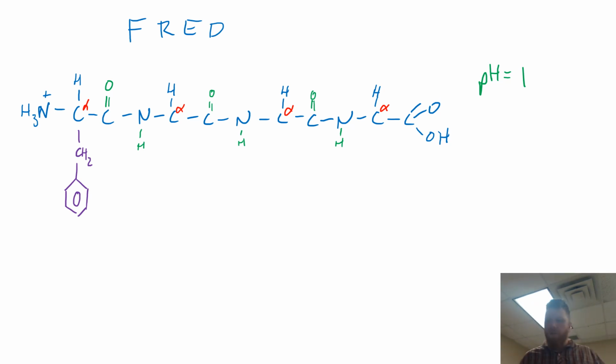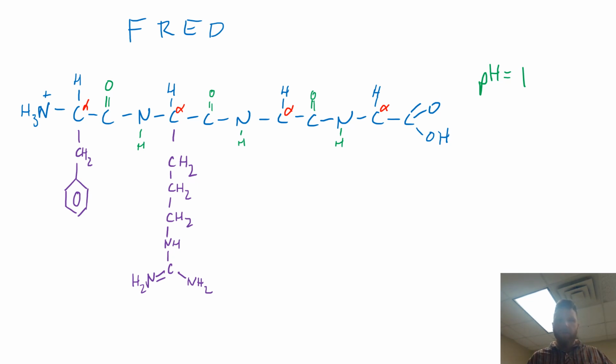R is going to be arginine. Arginine looks like this. CH2, CH2, CH2, followed by NH, C, double bonded H2N, NH2. Okay, so F and R are both done.